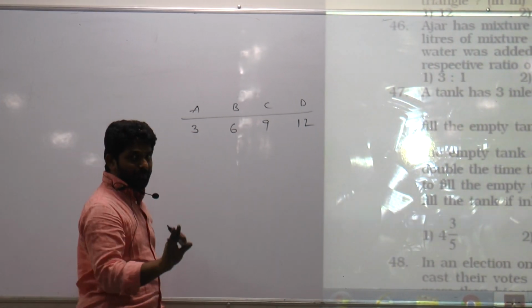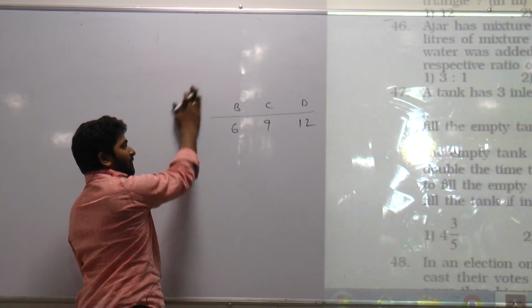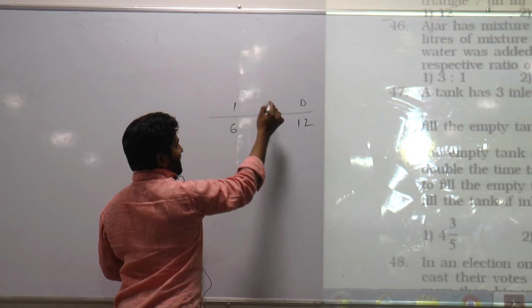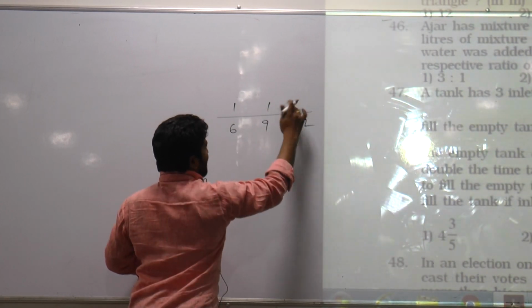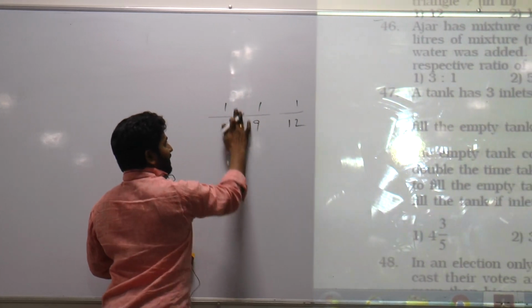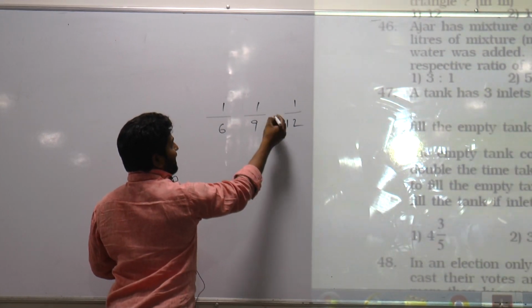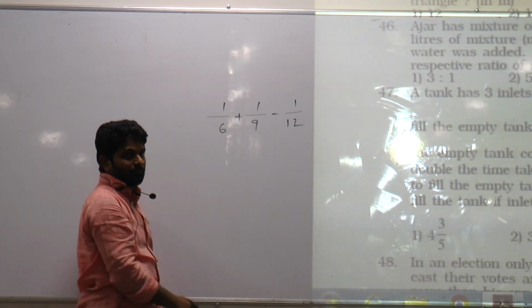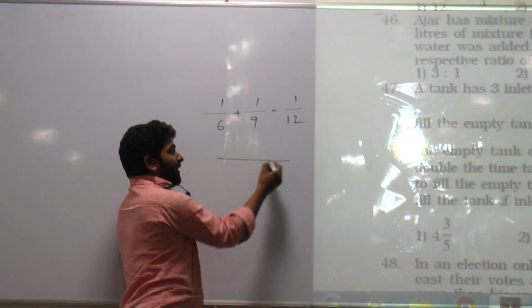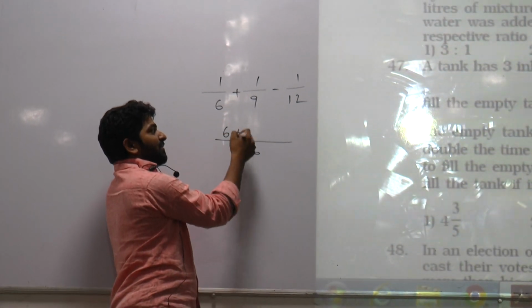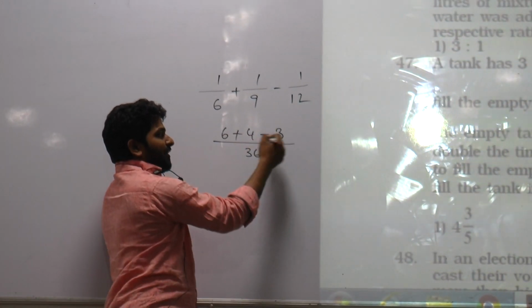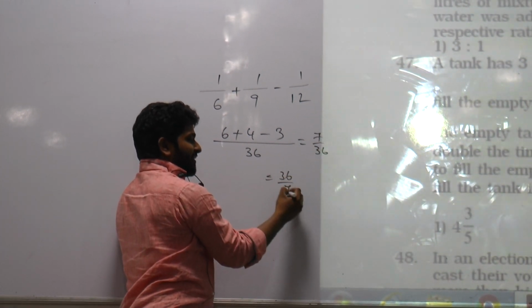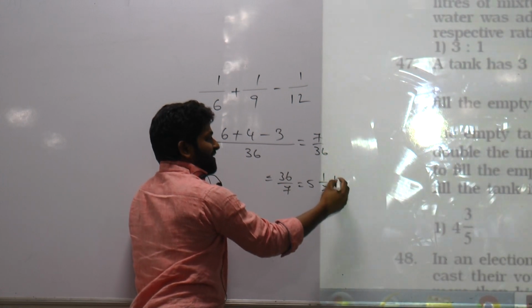So now we have 3 pipes B, C, D opened. Forget about A. 1 hour work of B is 1/6, 1 hour work of C is 1/9, and 1 hour work of D is 1/12. But this is an outlet which does negative work. LCM 36. 6 times, 4 times, 3 times, 7/36. Answer 36/7, which is 5 1/7 hours.